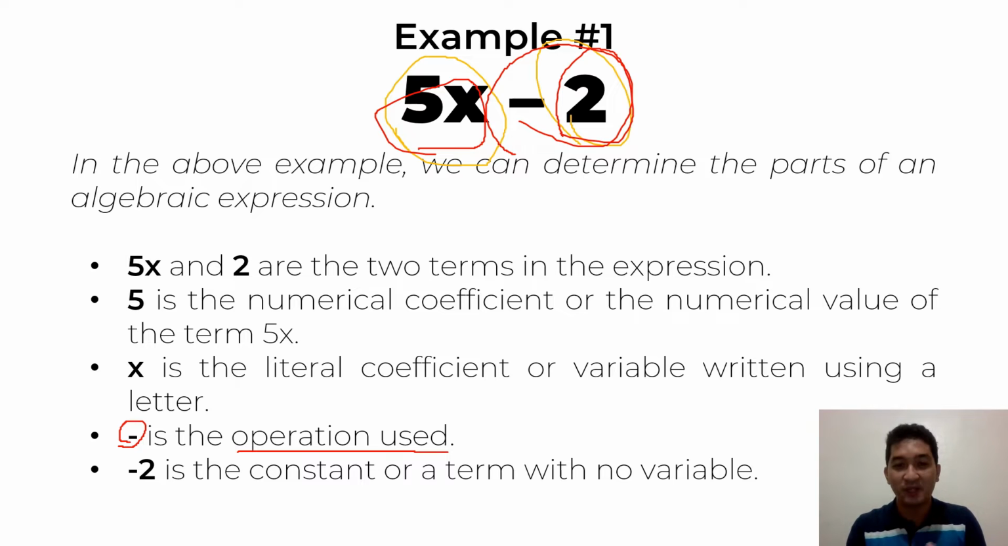Again, how many terms do we have? 2: 5x and 2. And what's the first term? 5x. 5x contains a numerical coefficient and a literal coefficient. The numerical coefficient is 5, and the literal coefficient is the letter x. Let's go with the operation. What's the operation involved? It's subtraction. And then, what's the constant term? When we say constant term, it's the term with no variable. Ito yung term na walang kasamang letter. It's negative 2.